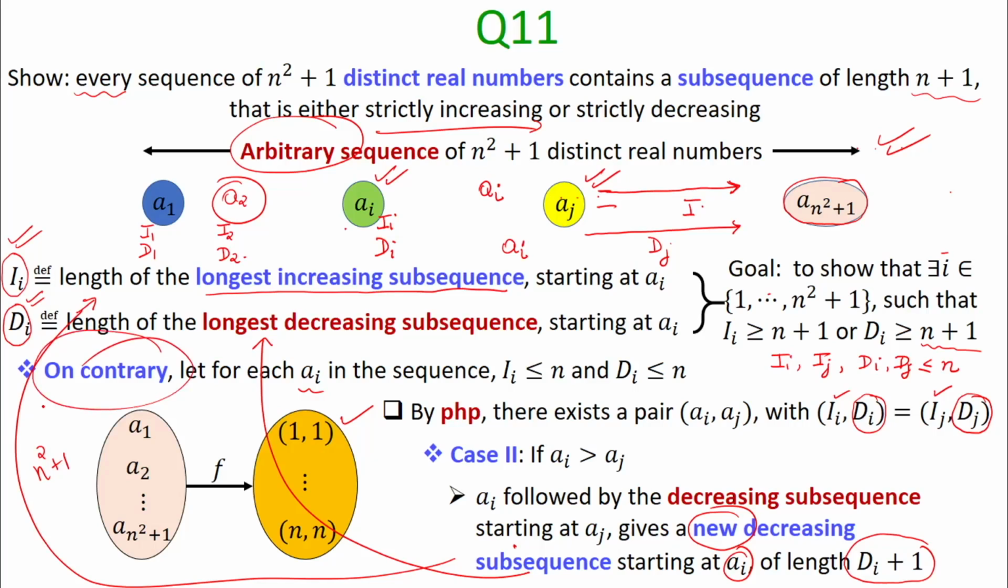assumed here, that means the value of each i_i and each d_i was upper bounded by n, is incorrect. That means there is at least one a_i where either i_i is greater than n or d_i is greater than n. I don't know what exactly is that a_i, right? So I gave you a non-constructive proof here, but I argued that the existence of such a_i is guaranteed.